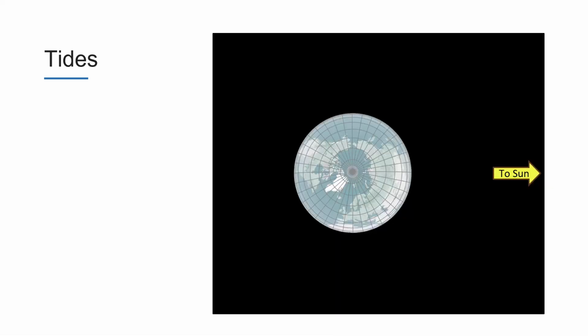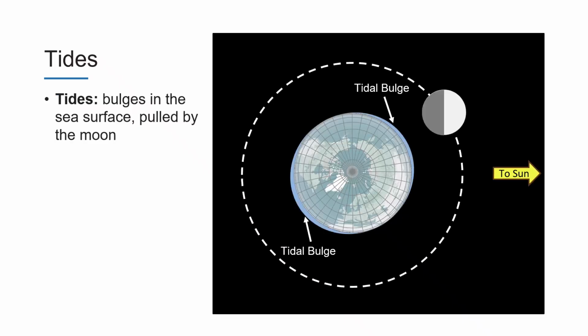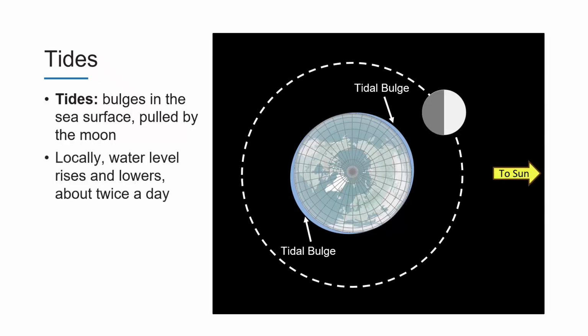So circulation is one way the ocean moves. Another way we see movement is through the daily rise and fall of sea level, what we call the tides. We often explain Earth processes through its relationship with the sun, but tides are interesting because they're mainly driven by the moon. The moon's gravity pulls on the ocean, creating these bulges in the sea surface. And we see high tides on both the side facing the moon and on the opposite side, while lower water levels appear in between. Locally, we can see this process through a pattern of water levels rising and falling about twice a day.